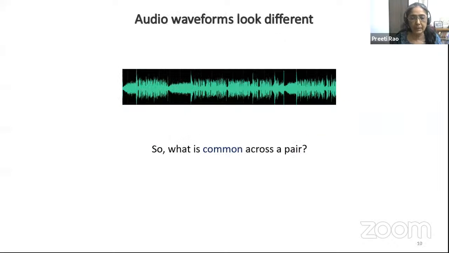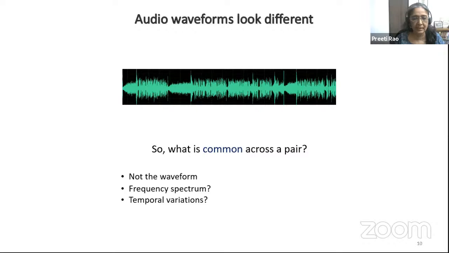So the point is, what is common across the pair? We've already seen audio waveforms, which are not very informative. As a matter of fact, a lot of audio waveforms look more or less like this. So we might ask ourselves, in this data, what is really the aspect that is common, or what is it that we must look to in order to find the match? It's not the waveform. Is it the frequency spectrum? Not really. At that level, it's again a very low level description of the signal. The temporal variation somewhat, but really not quite, because these are all very low level descriptions of the data.